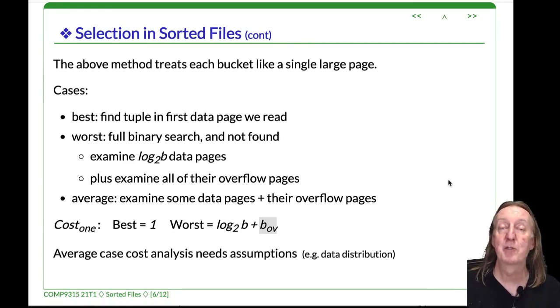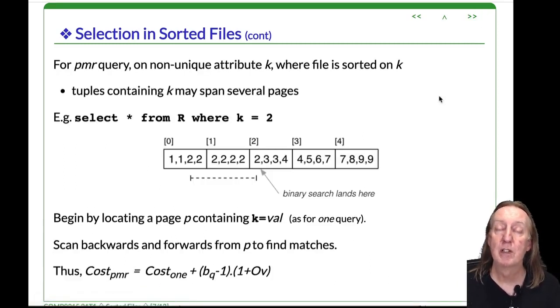So are there lots of small values in the data file, in which case the average cost is going to be skewed towards the lower end of the data file. Alright, so all of that was dealing with a one query, so we know there was a single match.